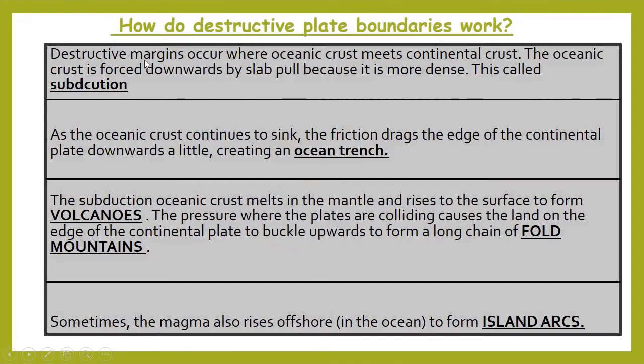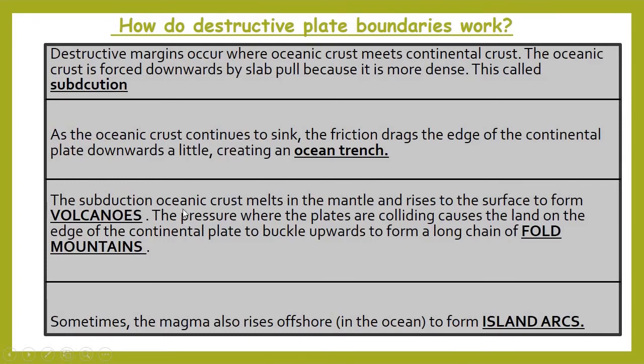So a destructive margin or boundary happens where oceanic crust meets continental crust. So you've got these two pieces of tectonic plate. The oceanic crust is forced downwards by slab pull because it's more dense. That's called subduction. As the oceanic crust continues to sink, the friction drags the edge of the continental plate downwards a little, creating an ocean trench.